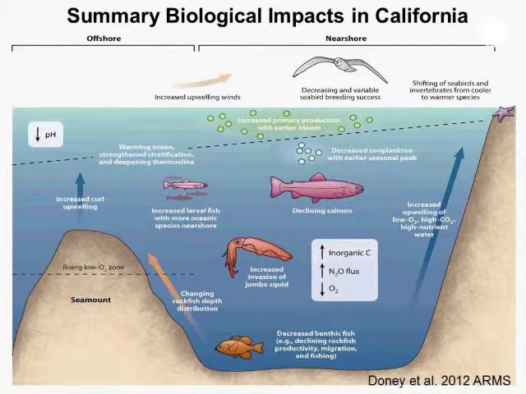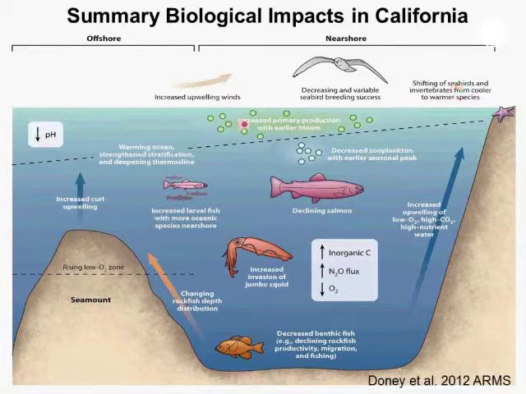So this image was put together for a paper published a few years ago by Scott Doney et al. in the Annual Review of Marine Science. And it's a summary, if you will, at that time of what we thought the main biological impacts were in the California Current. And sort of go through things here because this is kind of my wrap up. We're seeing increased upwelling winds on the shelf. We're seeing decreasing in some cases and more variable seabird breeding success. We're also seeing shifts in seabird and invertebrate community structure from a colder water community to more warm water communities.